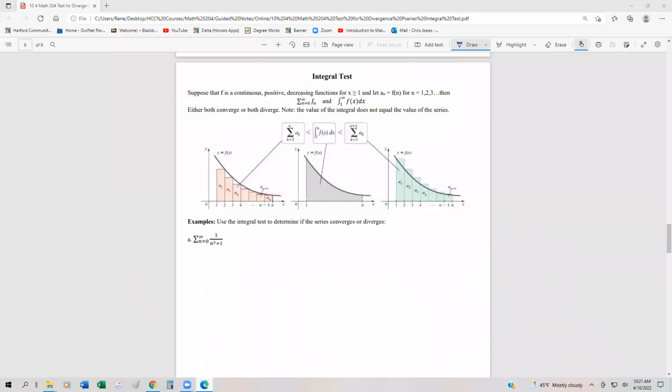The last test we're going to look at in this section is the integral test. Suppose that we have this sequence, and we're going to define it as a function that's positive, continuous, and decreasing for all values where x is greater than or equal to 1. Then we compare that series to the integral. We're basically taking whatever the sequence is, replacing n with x, and taking the integral of the limit as it goes towards infinity.